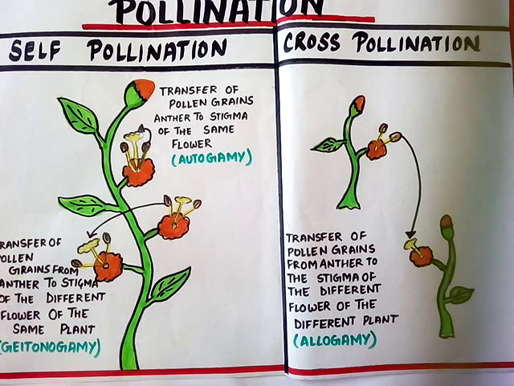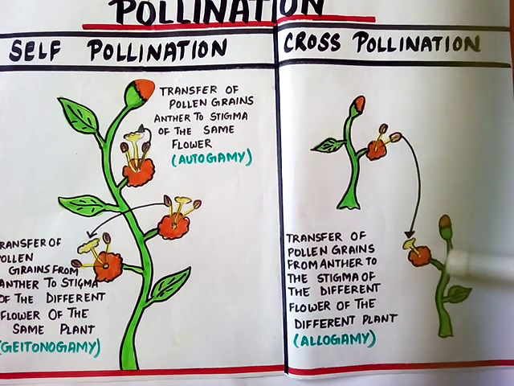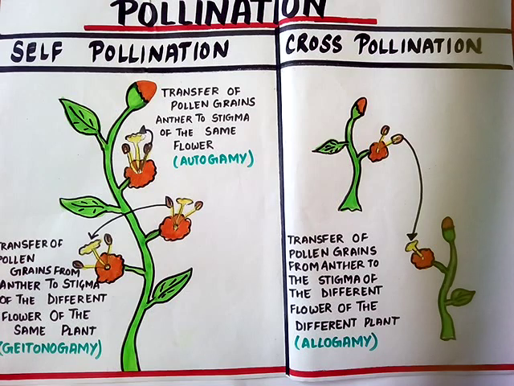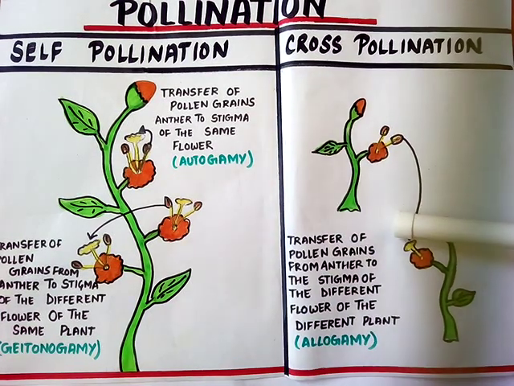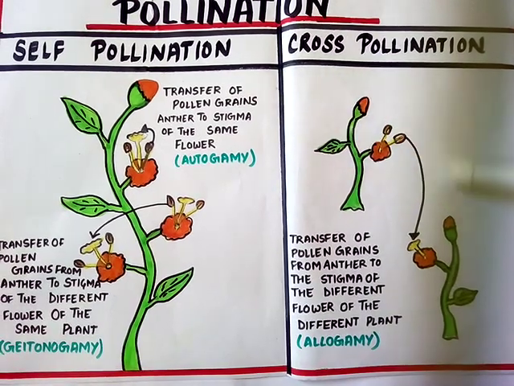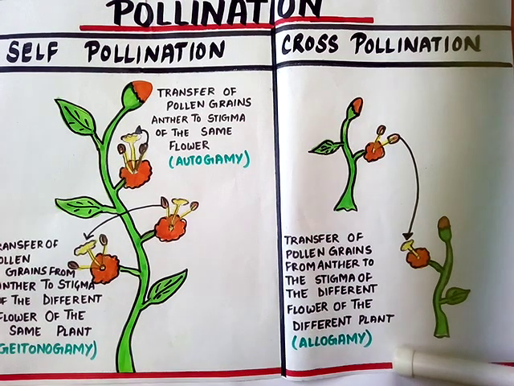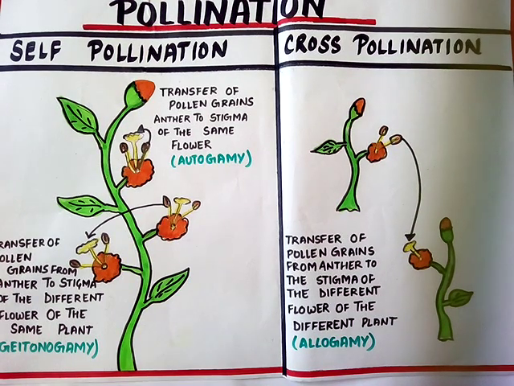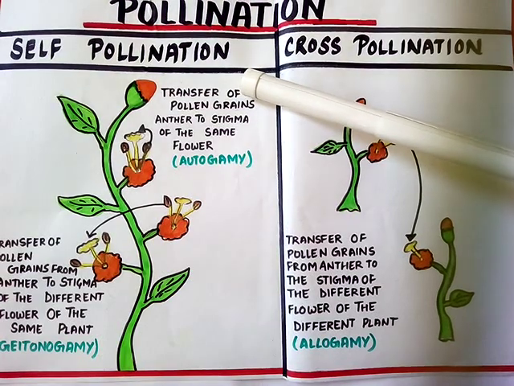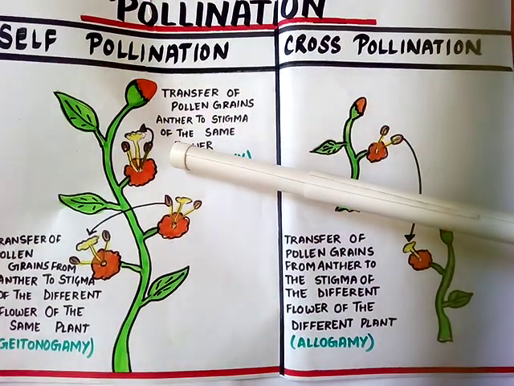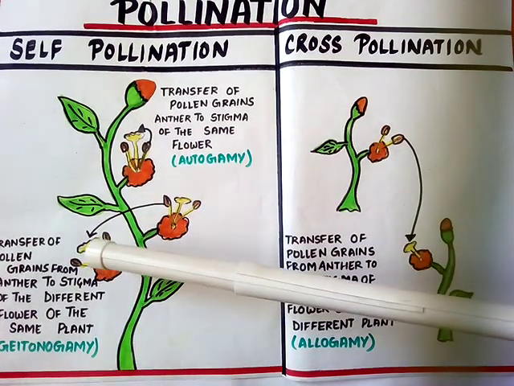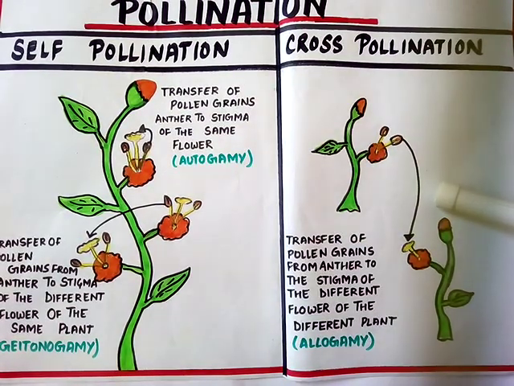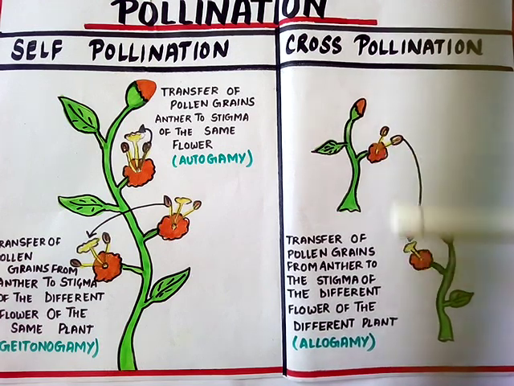In cross-pollination, there is transfer of pollen grains from the anther to the stigma of a different flower of a different plant, but the plant is of the same species. Transfer of pollen grains from the anther to the stigma of a different flower of a different plant is known as allogamy. So this is the main difference between self-pollination and cross-pollination. In self-pollination, there is transfer of pollen grains from the anther to the stigma either of the same flower or of a different flower but of the same plant. Whereas in cross-pollination, there is transfer of pollen grains from the anther to the stigma of a different flower of a different plant.